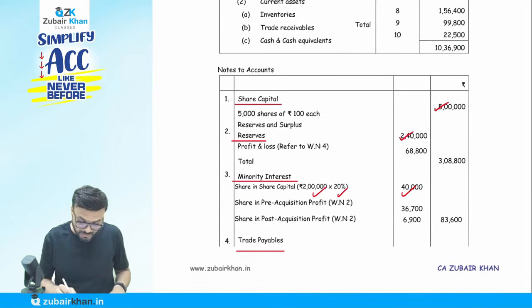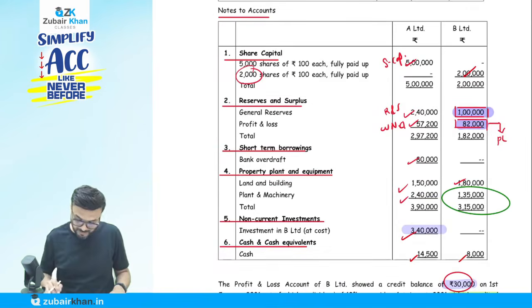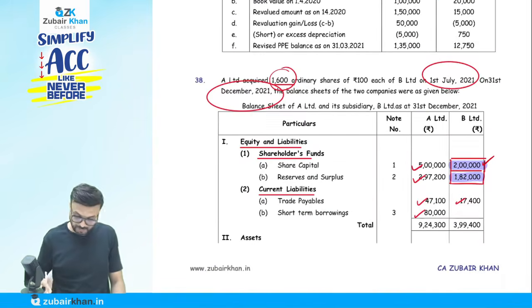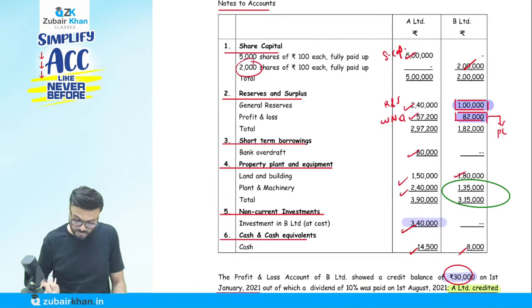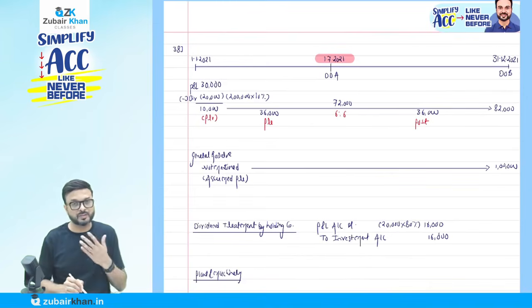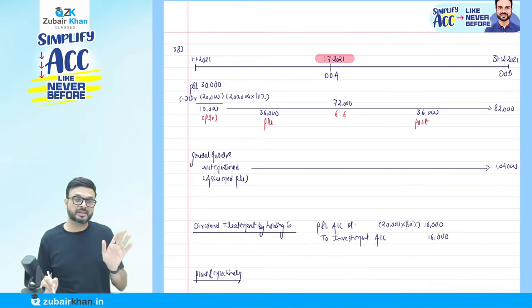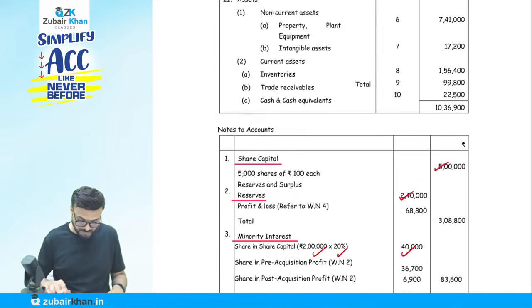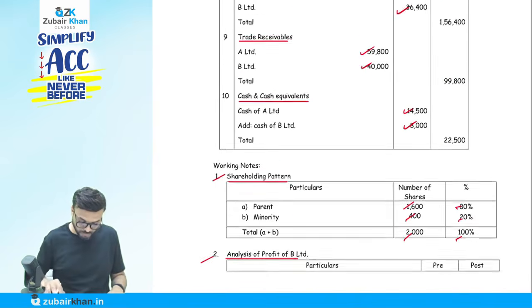Okay, now reserve and surplus. We have to write reserve and surplus here. They have mentioned 1,82,000, note number 2. So we'll go to note number 2. General reserve, we have done the analysis part here. General reserve, nothing is mentioned about the opening, so we assume the closing. What is the closing? The same is the opening. So if you go to working note number 2.